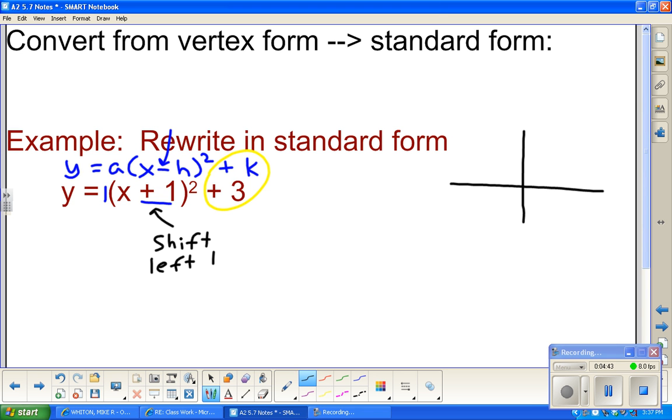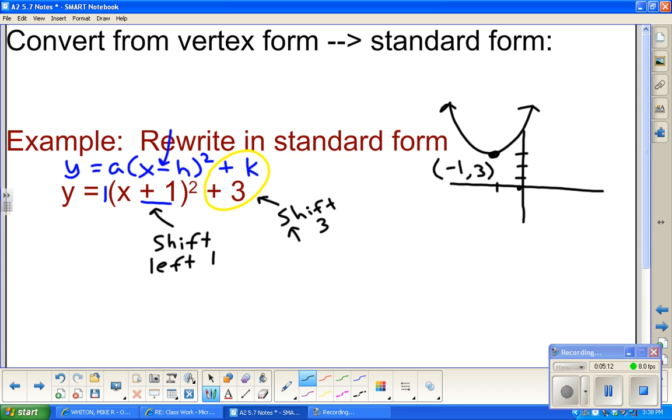Okay, because our h again is negative 1. The k on the outside tells us we are shifting up 3. So this vertex is actually left from the origin again, left 1, up 3. The vertex of this graph would be here at negative 1, 3. And then the graph opens up because the A is positive.